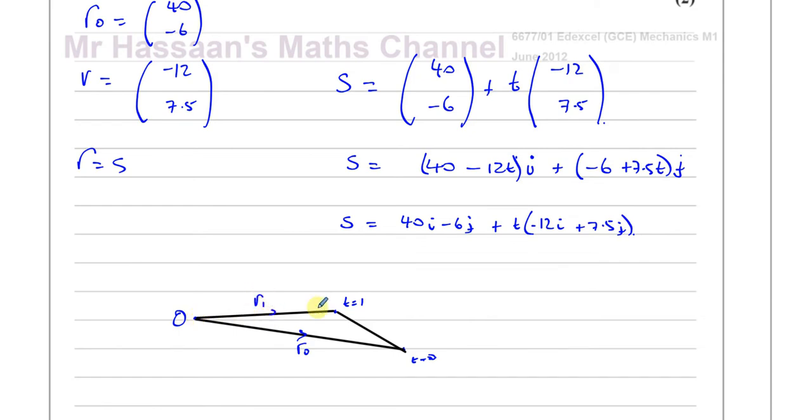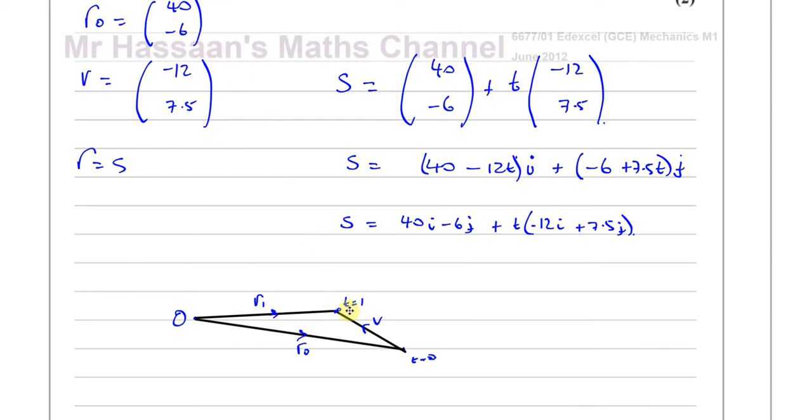Okay, so to get to this position where it is after 1 hour, you got to go r0 plus 1 times the velocity vector. This is basically the velocity vector. This is 1 times the velocity vector. Okay, it's like this plus 1 times that. That will take you to the place where it is after 1 hour.